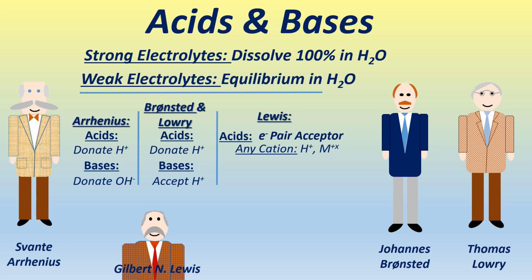A base, on the other hand, was anything that could donate a pair of electrons. Again, an anion, such as OH minus, can still act as a base, or any other anion. Also, anything like ammonia with a lone unshared pair of electrons can actually act as a base under the Lewis structure.